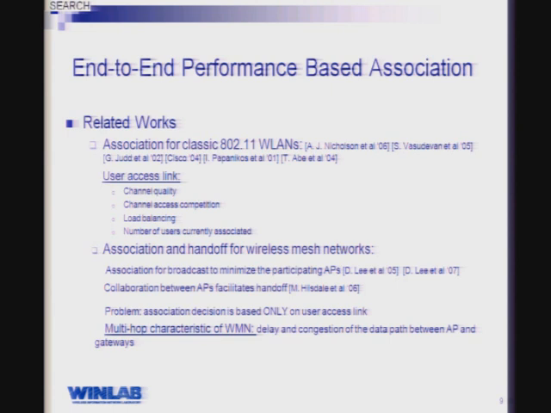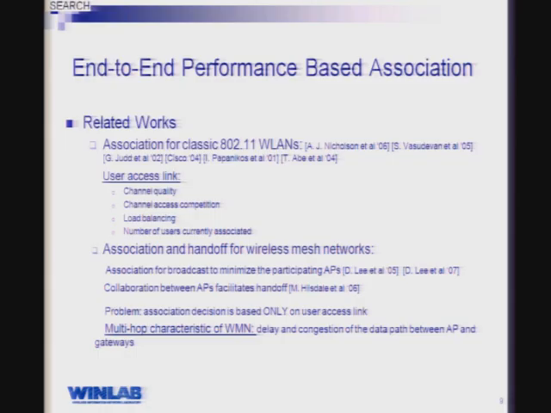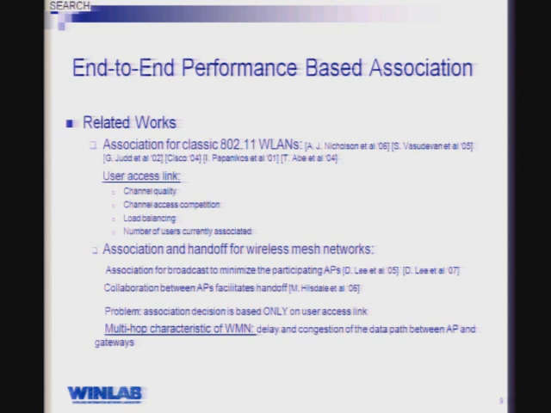Association and handoff for wireless mesh networks have received much less attention. In works in 2005 and 2007, the authors proposed association mechanisms for broadcast so as to minimize the participating access points. Also in Foster's work in 2006, the proposed scheme supports collaboration between access points to facilitate handoff. These works consider some aspects of wireless network characteristics, but the problem is that the association decision is based only on the user access link. The multi-hop characteristic of wireless mesh networks means the delay and congestion of the data paths between the access point and gateway is important. So in this work, we attempt to make a wiser selection of the user access link and also incorporate the multi-hop characteristic of wireless mesh networks into the association process.